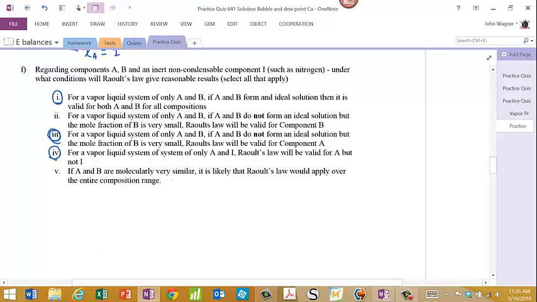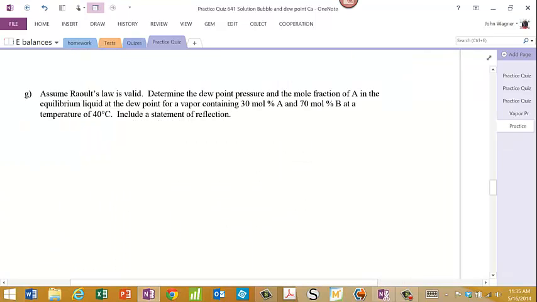And if A and B are molecularly very similar, it is likely that Raoult's law will apply over the entire composition range. And this is true because if they're molecularly similar, they will likely form an ideal solution where the AA interactions and the AB interactions and the BB interactions are all the same.